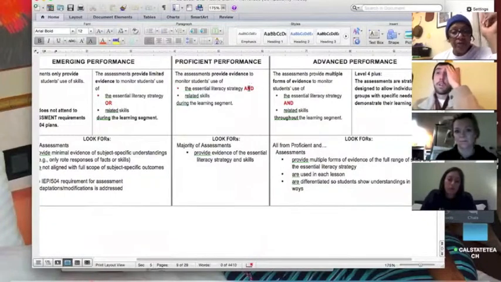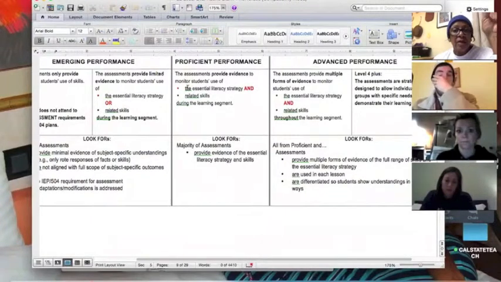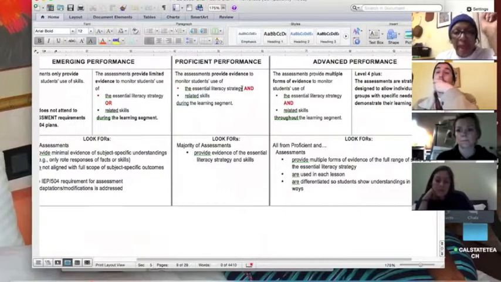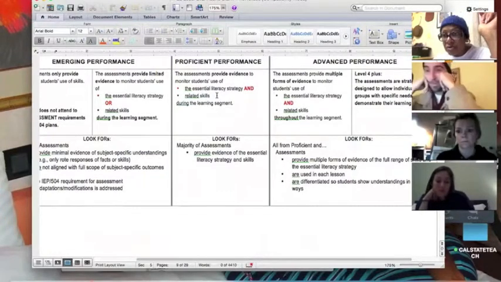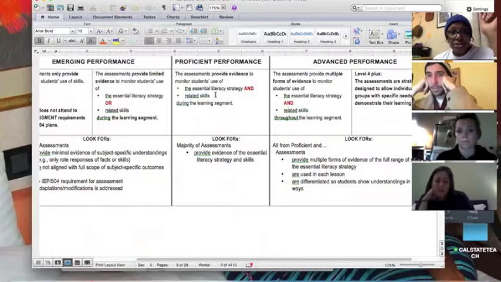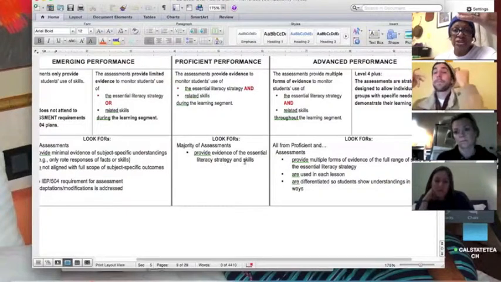Now remember the ands and the ors. This only has an and in it. There are no and or here. So they want to see you not only provide evidence of monitoring the students, the essential literacy strategy, that's a minimum, and related skills. So during this segment, you have to provide evidence of essential literacy strategy and skills.